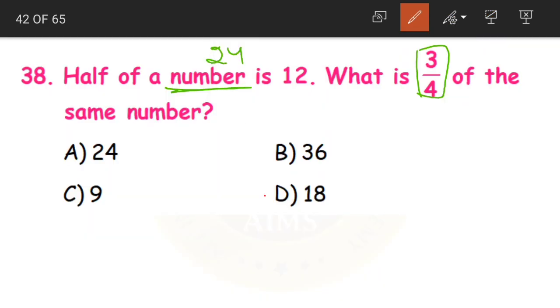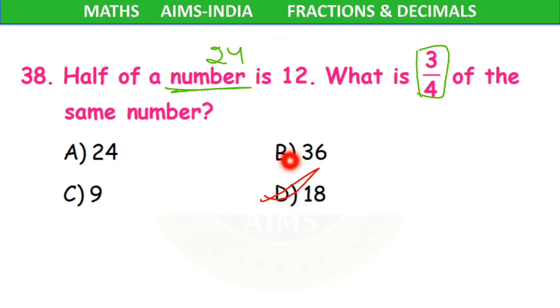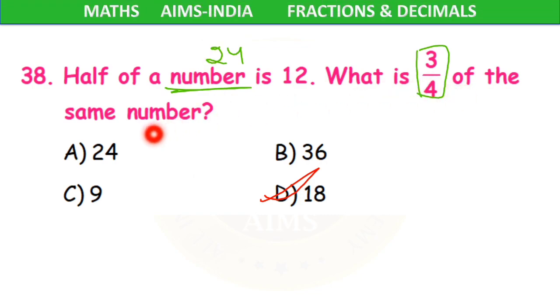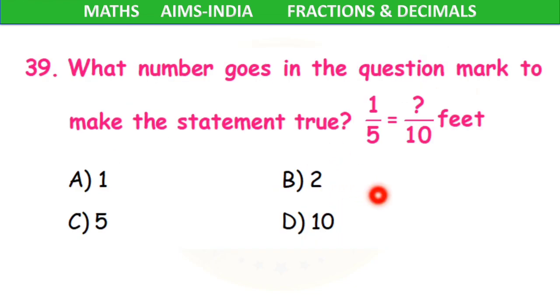Option D. What are the steps that we have followed? First, we have found out the number. The number was 24, and then we found out 3 by 4 of that number. That is nothing but our 18.